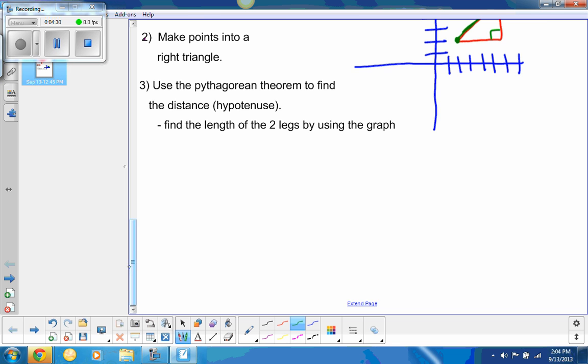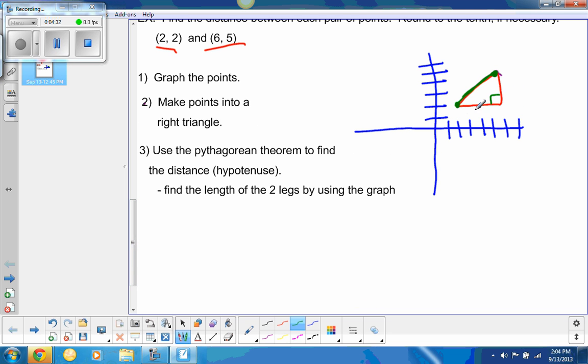And we can use this graph to help us find the lengths of the other two legs. So let's just say that this is A and this is B. It doesn't really matter, just that those are A and B. So A is 1, 2, 3, 4 long, and B is 1, 2, 3. So I'm going to plug that into my theorem, and that's going to equal my C squared.